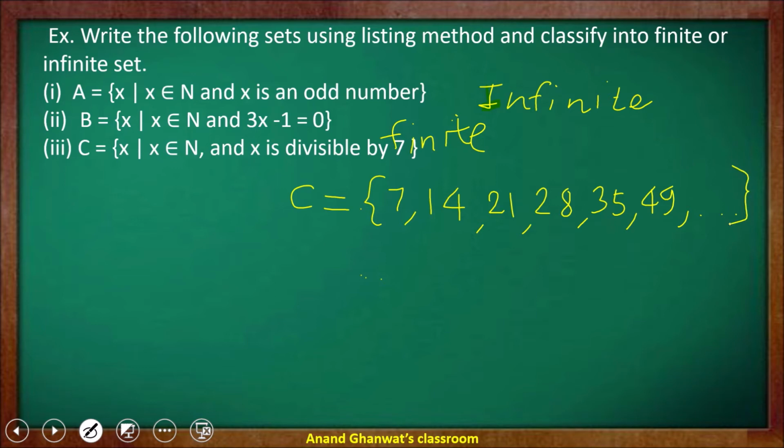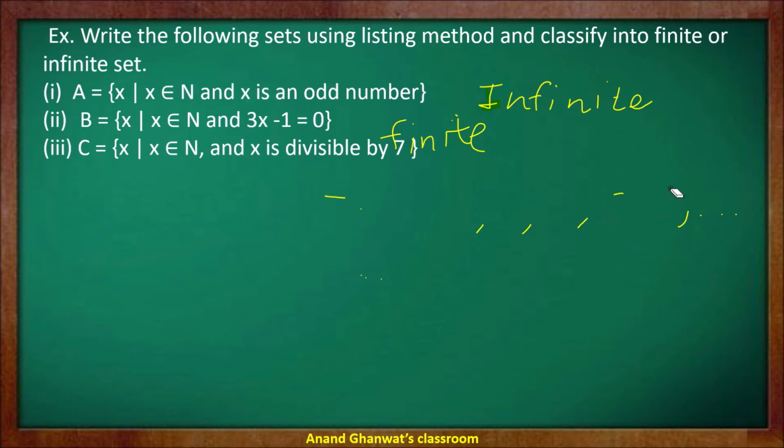So these are the natural numbers which are divisible by 7. Can you tell the last element in this set? No, in this type of set we cannot say the last element. So uncountable, innumerable elements are here. So set C is an infinite set.